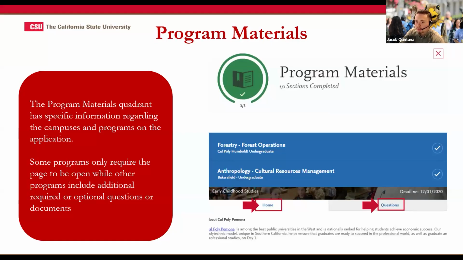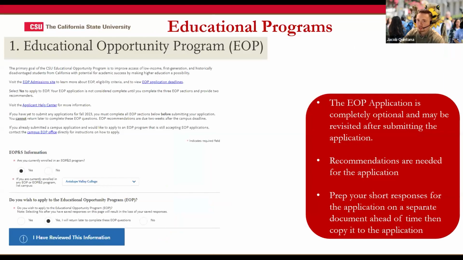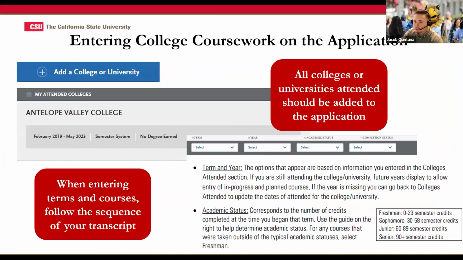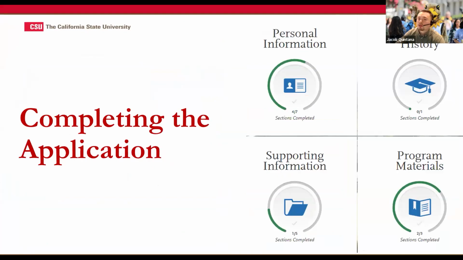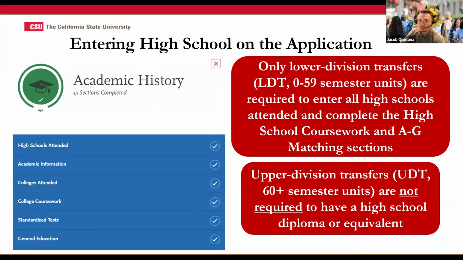But yes, so if you're applying to a major that's not impacted, this is typically going to take you a minute or less to fill out. And same thing with the EOP section or educational program section. If you're not interested in EOP, it'll maybe take you a minute or less to fill it out. So again, kind of just going back to the actual quadrants and what they look like and how much time they take. Personal information, which is at the top left, is going to be the second most time consuming. Academic history on the top right is going to be the most time consuming because that's where you actually have to input all your coursework and all that stuff. But supporting information at the bottom and program materials can either take you a minute or 5 minutes, depending on how much information you're filling out. Okay, so just keep that in mind.